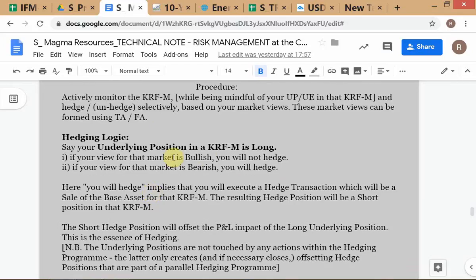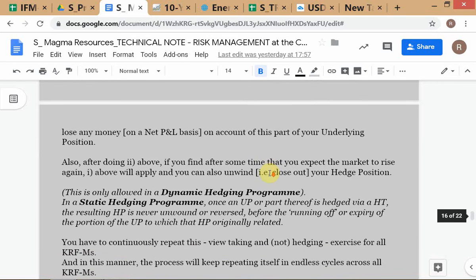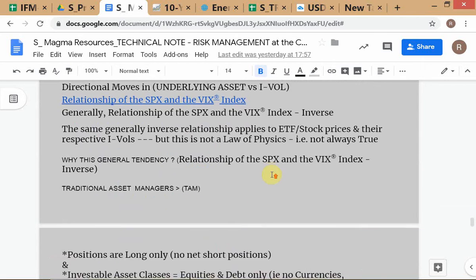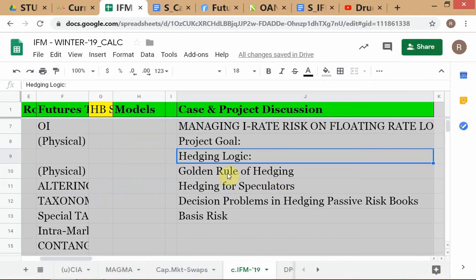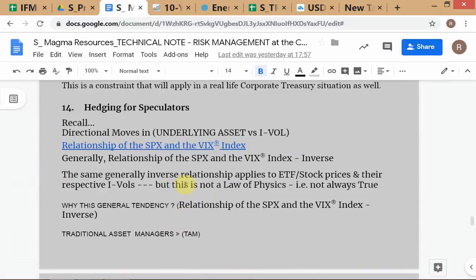So the procedure, all this stuff is already written here. We already know. I've given you the example for the long side. You can change it around for the short side. I'm not giving both the examples. Static and dynamic hedging programs, everything we have discussed. Now we'll briefly discuss hedging for speculators. Is everyone clear so far? Any questions? Okay. So now, hedging for speculators, we are just trying to understand this.